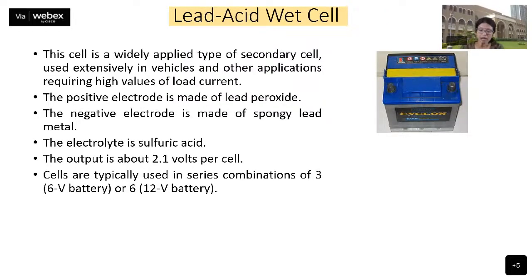Then come the rechargeable batteries, and here the workhorse for many years has been the lead acid wet cell. This basically has a positive electrode of lead peroxide, and the negative electrode is made of spongy lead. The electrolyte is sulfuric acid. Output is around 2.1 volts, and they are generally used in a series combination of 3, so you have a 6-volt battery, or a 12-volt battery. If you remember, we used to see these batteries in all those different electric vehicles. This is one of the cells which is still being used.